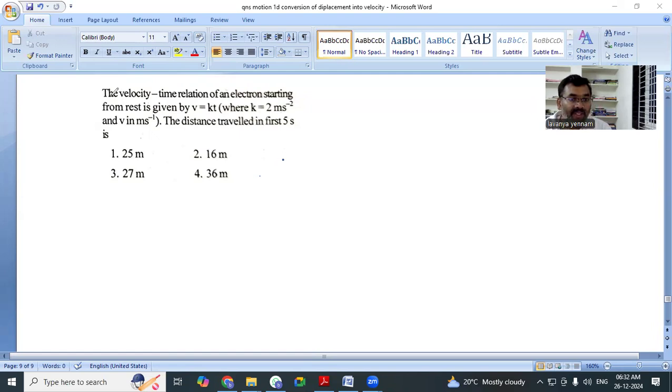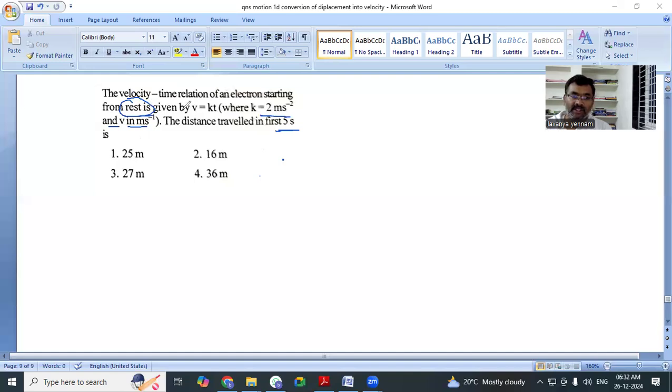Look at the question. The velocity time relation of an electron starting from rest is given by V is equal to kT, where k is 2 meters per second squared and V is in meters per second. The distance traveled in the first 5 seconds is asked. In this question, who is the particle here? Electron. The electron started from rest. Initial velocity is equal to 0.